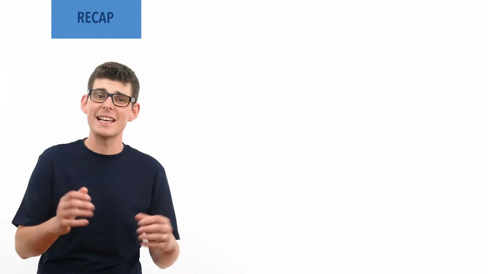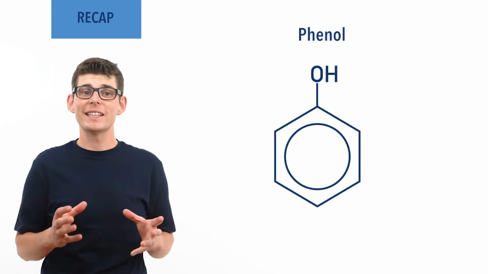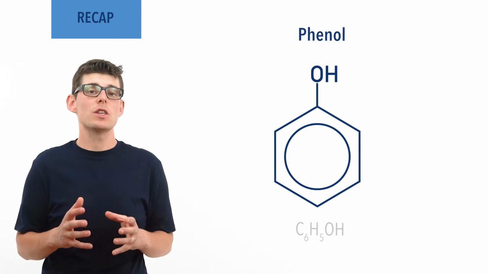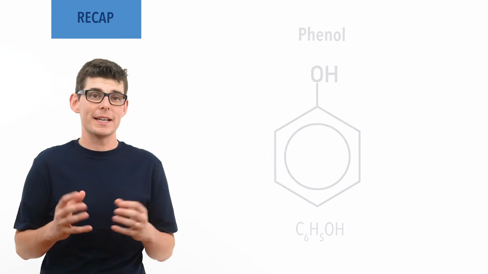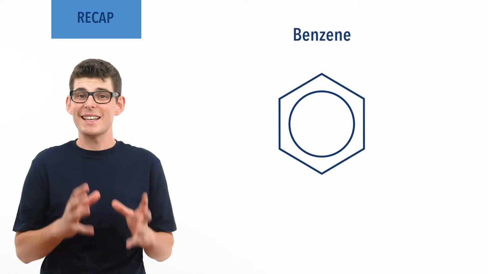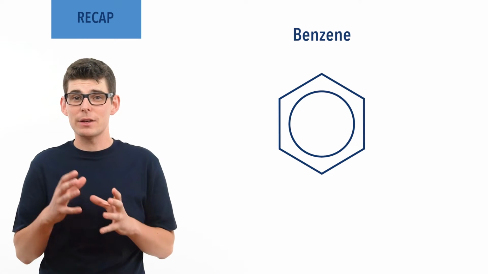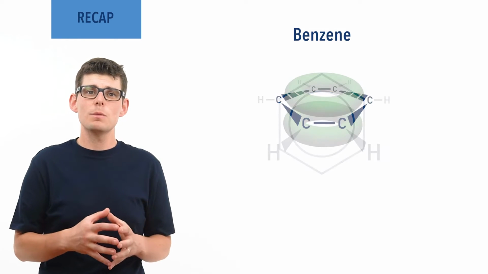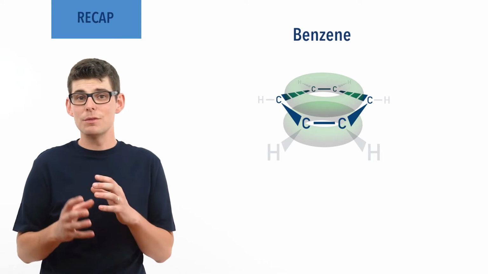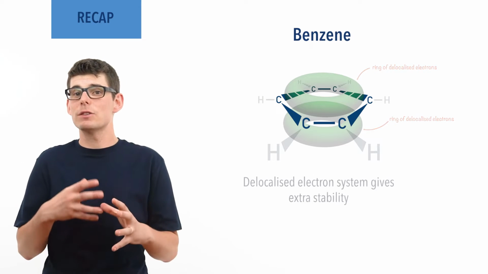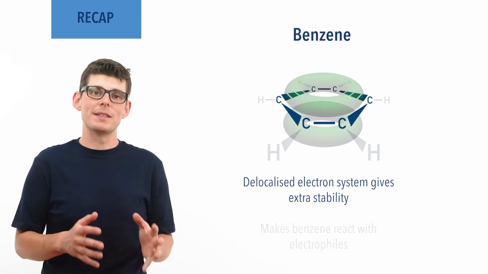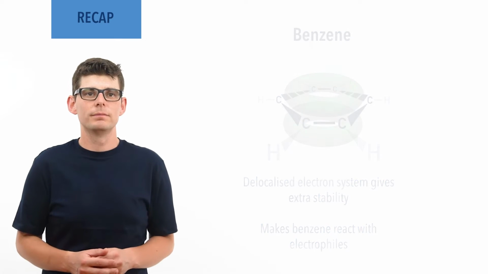Before we talk in detail about the nitration of phenol, there are a few essential ideas you need to be comfortable with. Phenol is a cyclic compound with the formula C6H5OH. It is essentially a benzene ring with an OH group attached. Benzene is a cyclic hydrocarbon with a delocalized electron ring. There is a pi bonding system where delocalized electrons exist in rings above and below the plane of the carbon ring. This gives benzene its relative stability and is also why benzene reacts with electrophiles.